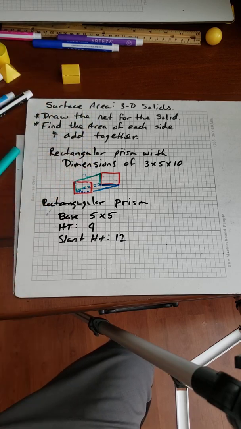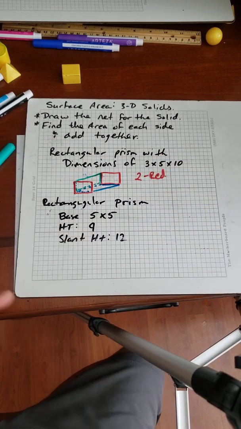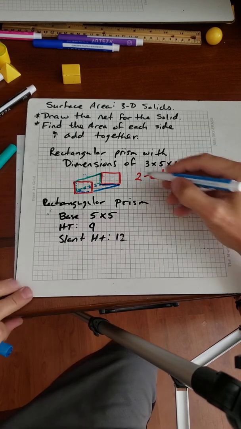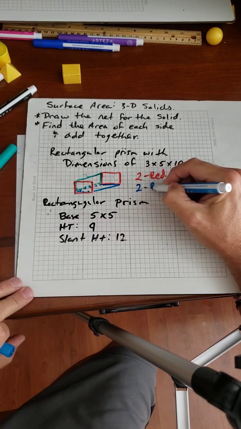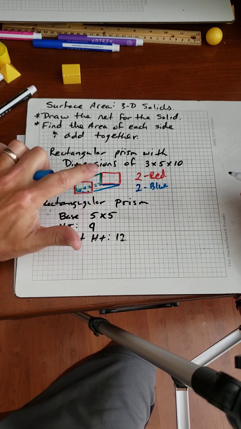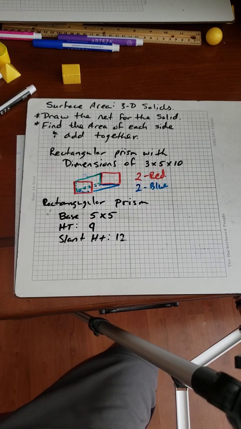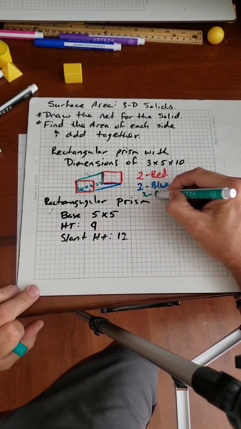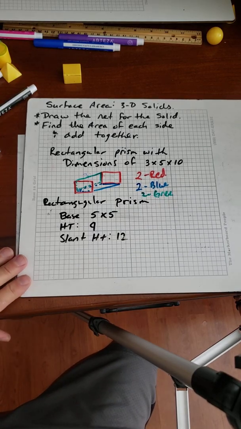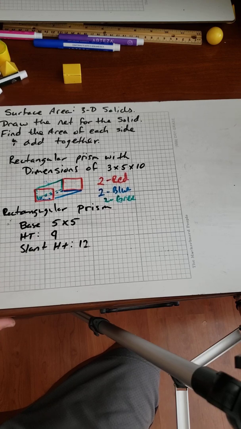So it looks like I'm going to have two reds. Right? So if I could find the area of one red, I'm good. Then it looks like I'm going to have two blues, even though I don't have two blues drawn. I know that I have a bottom base and a top base. And then I'm also going to have two greens. So I have two blues, two reds, and two greens. Okay, so now I can draw my net for this.